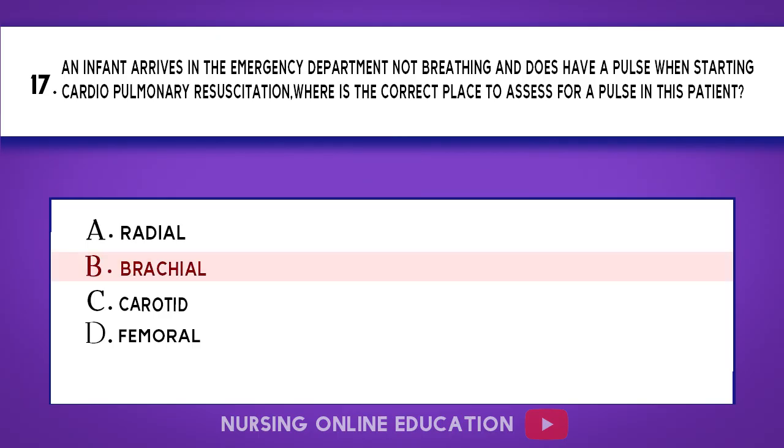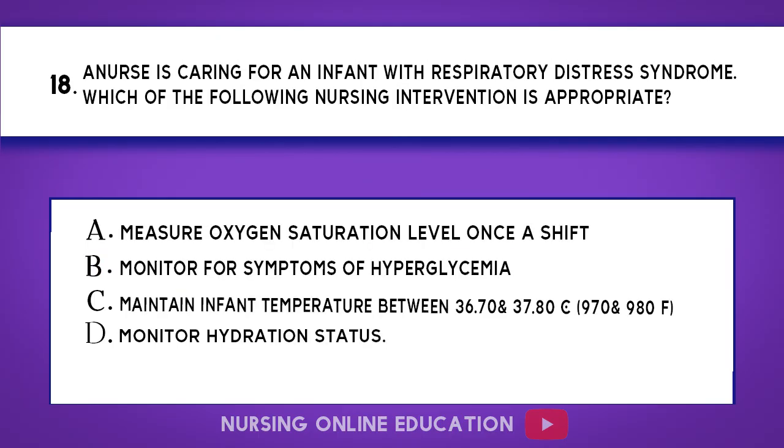The answer is option B, brachial. 18. A nurse is caring for an infant with respiratory distress syndrome. Which of the following nursing interventions is appropriate?